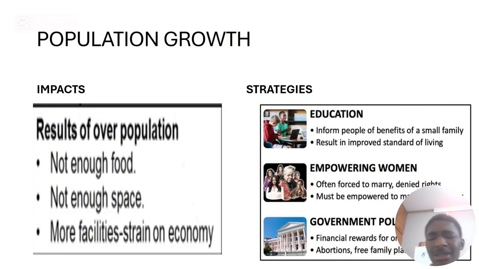Now, strategies. How do we manage these impacts? Education. We need to educate and inform people on the benefits of a small family. So specifically, this one speaks about the control of birth. Each and every couple has to have two or fewer kids. Then another thing is to result in improved standard of living. Provide job opportunities so that there is enough food, and so that people can afford the space of living.